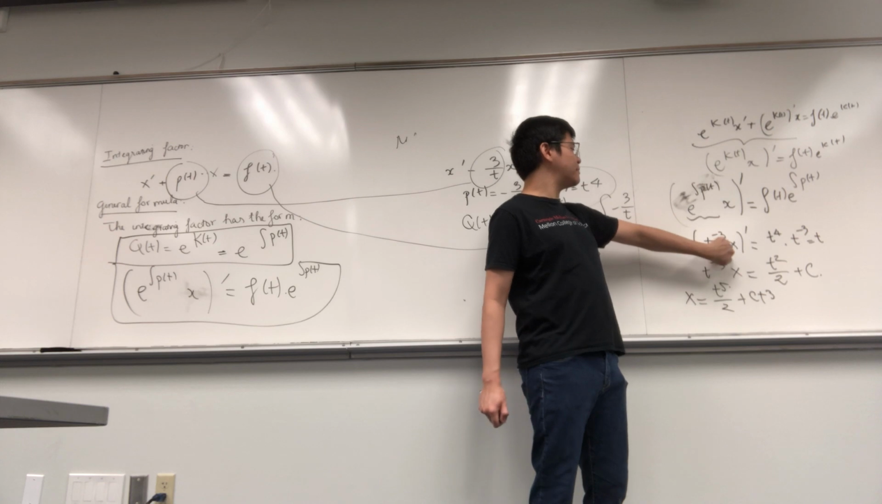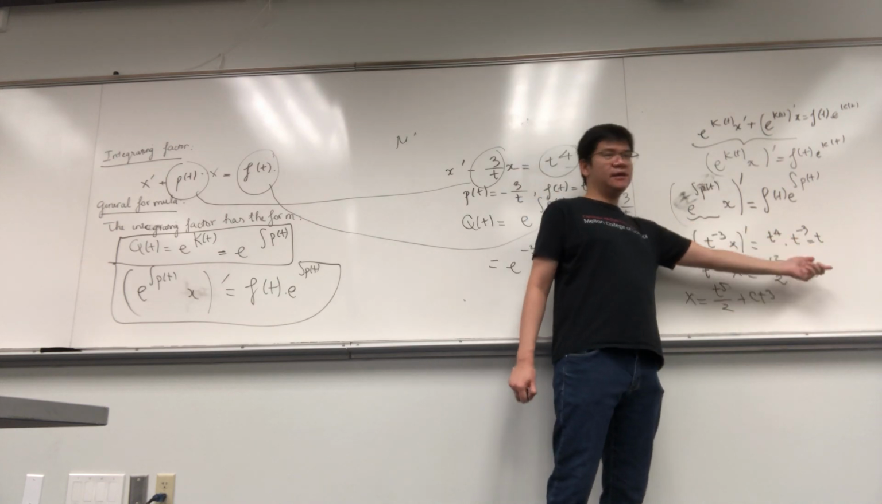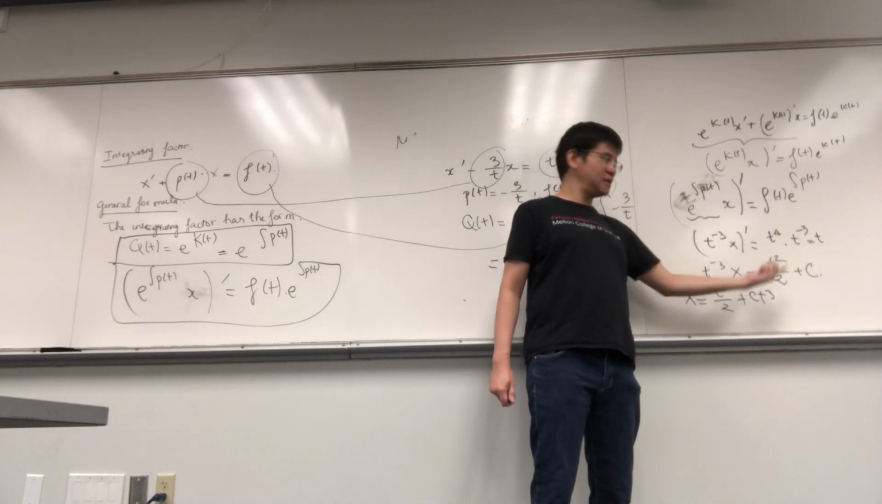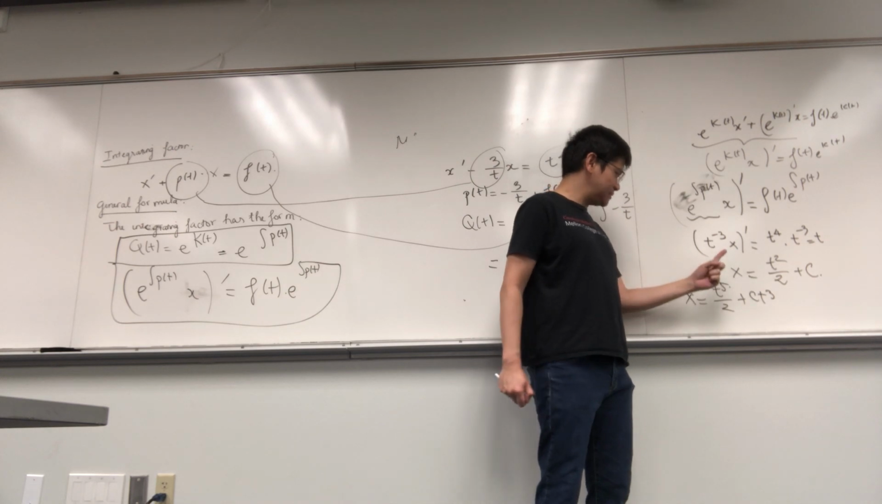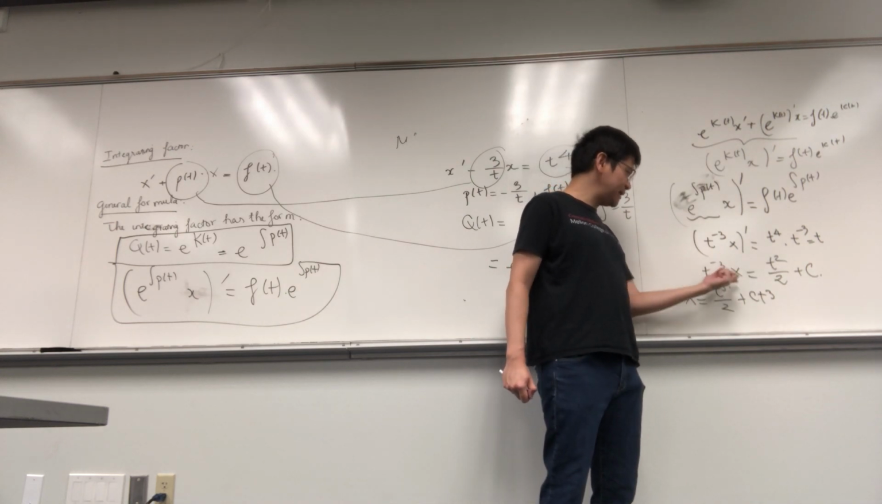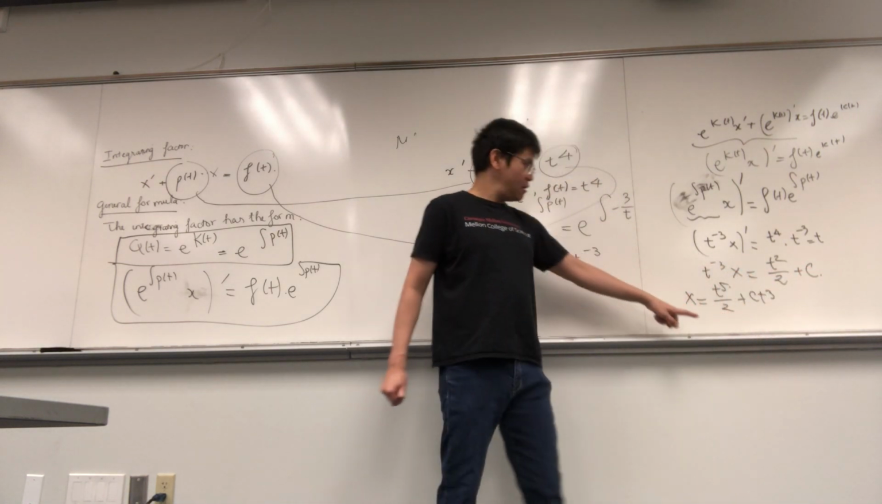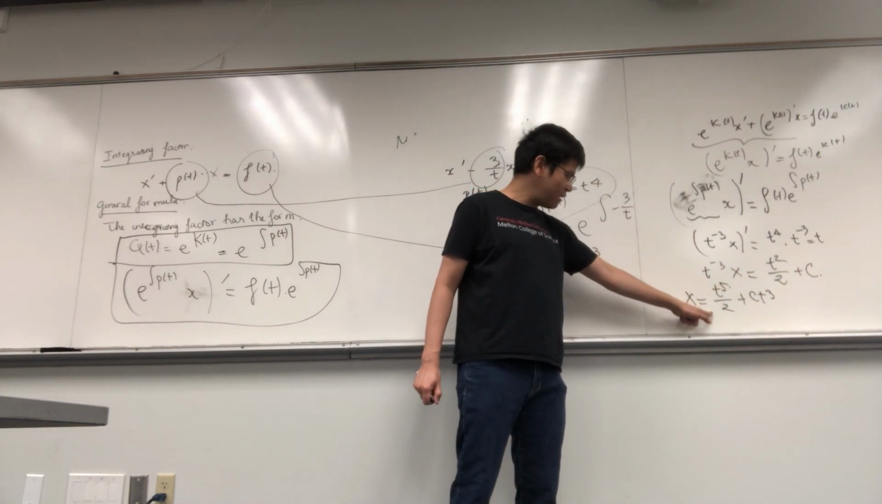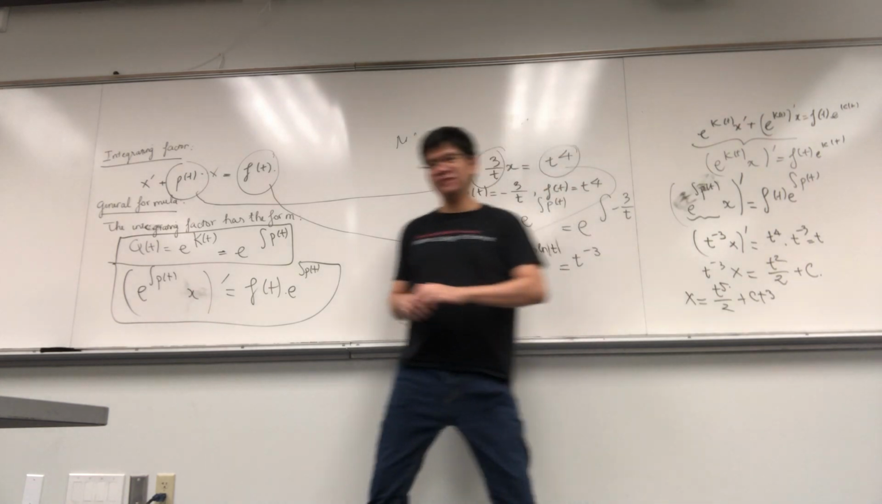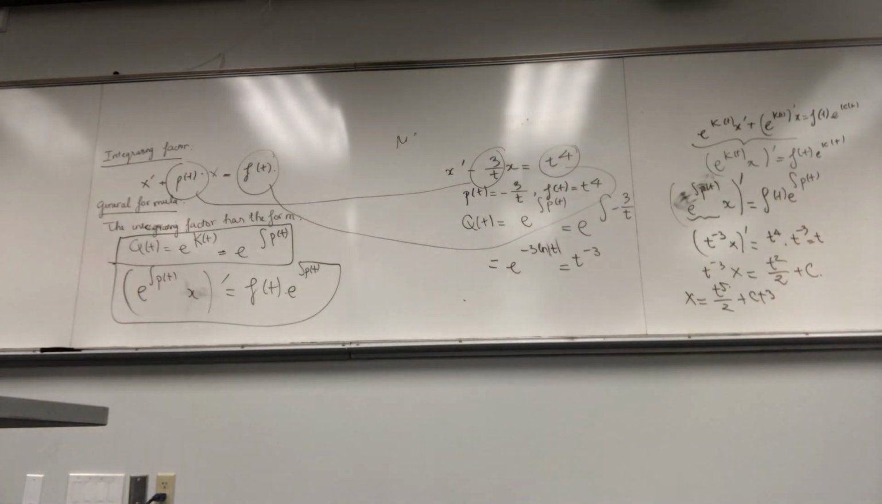Here I have t to the power minus 3 x prime is equal to t. I take the integral on both sides. I'm going to have t to the power minus 3 x is equal to t squared over 2 plus c, which means that x is t to the power 5 over 2 plus c t to the power 3. It's clear? Questions?